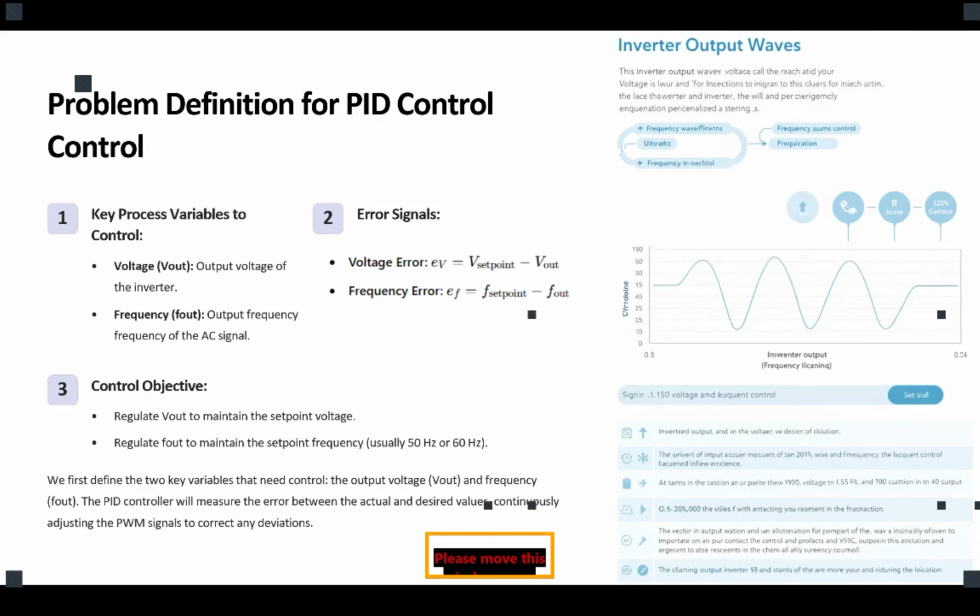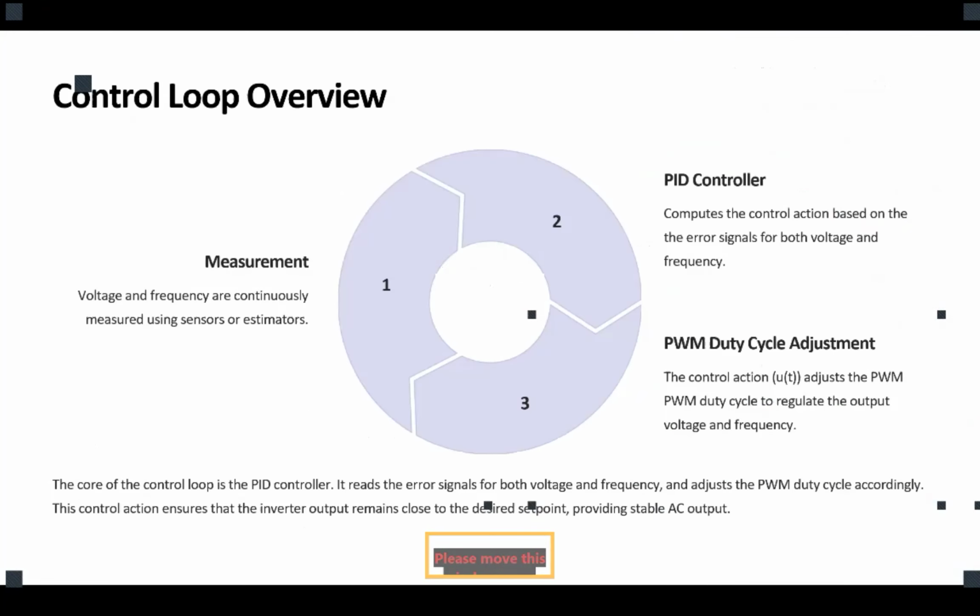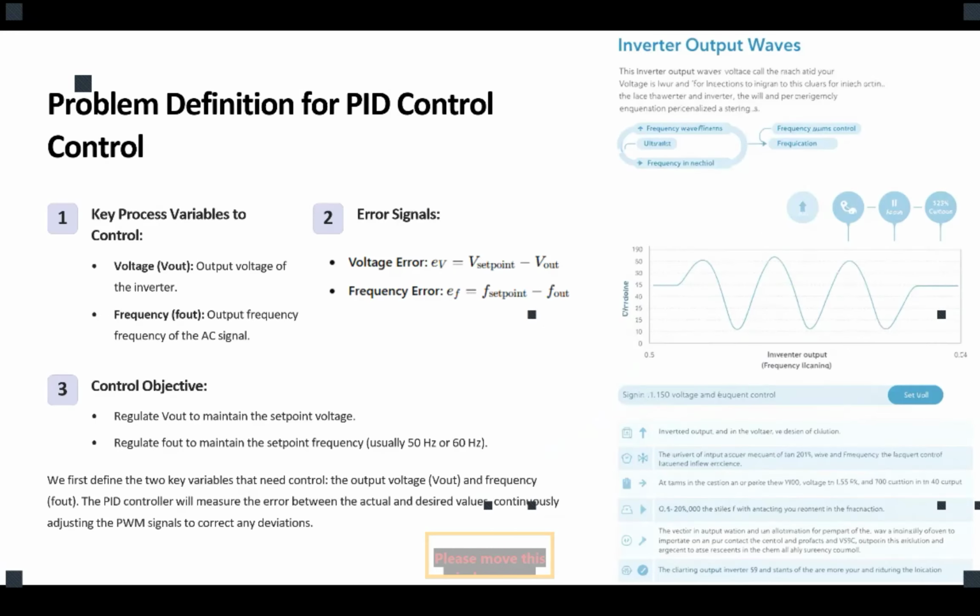Now, any questions so far? No? Okay, yeah, go. About those two, reactive power, active power, phase.